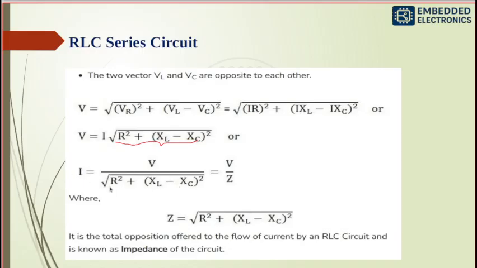So Z is nothing but the square root of R square plus (XL minus XC) square. So here Z is nothing but impedance, which means it is the total opposition offered to the flow of current by an RLC circuit.